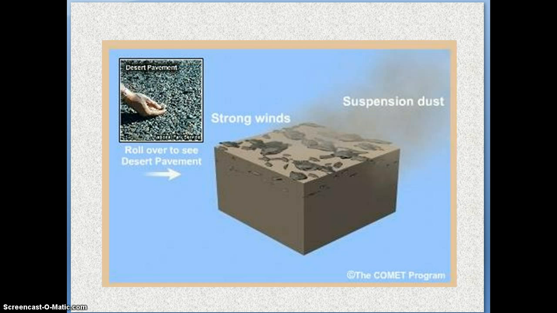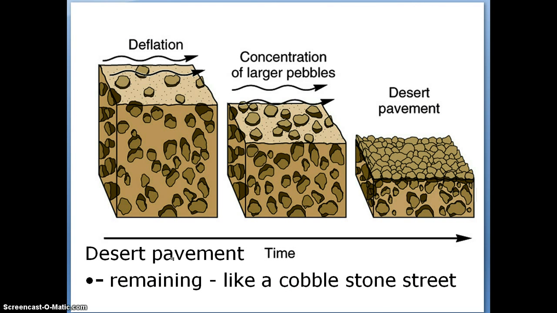The formation of desert pavement is pretty fascinating in that deflation removes some of the finer materials, and the heavier, larger pebbles are left over, and over time this degrades or lowers the land surface, leaving behind a surface of cobbles and pavement, which is called desert pavement.